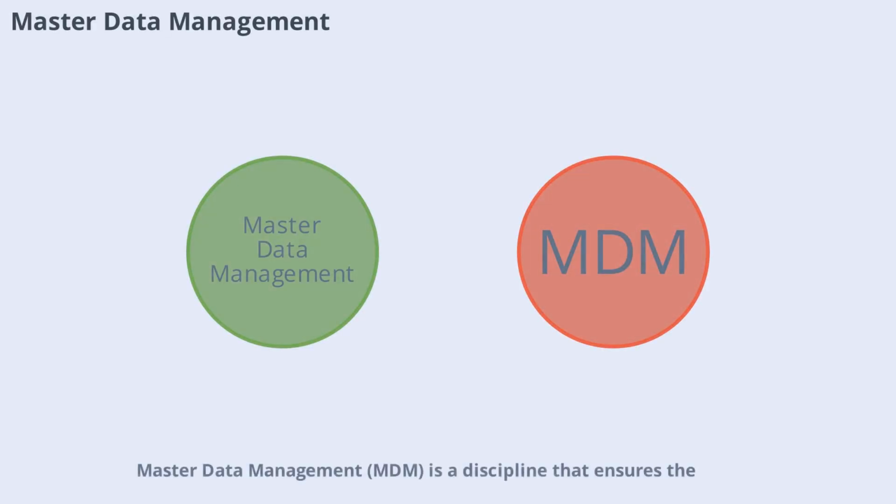Master data management, MDM, is a discipline that ensures the consistency and accuracy of key business data across the organization. MDM involves creating a single authoritative source for critical data entities, such as customers, products, or suppliers. By integrating and synchronizing master data, organizations can eliminate duplicates, resolve conflicts, and maintain data integrity. MDM is a foundational element of successful data integration strategy.